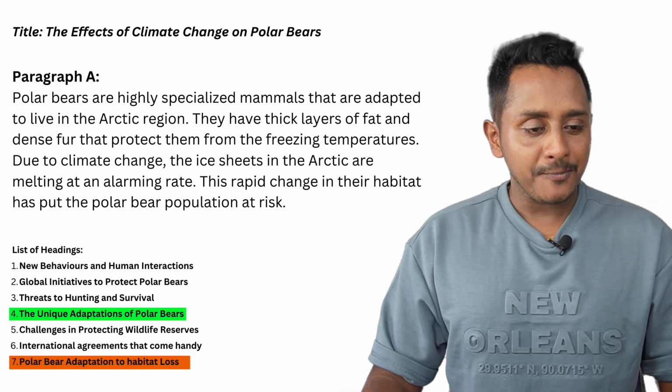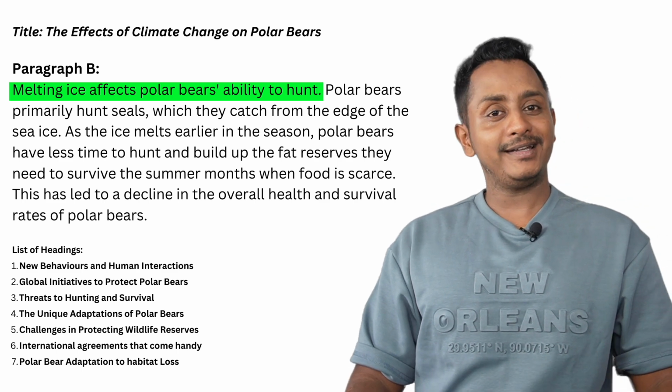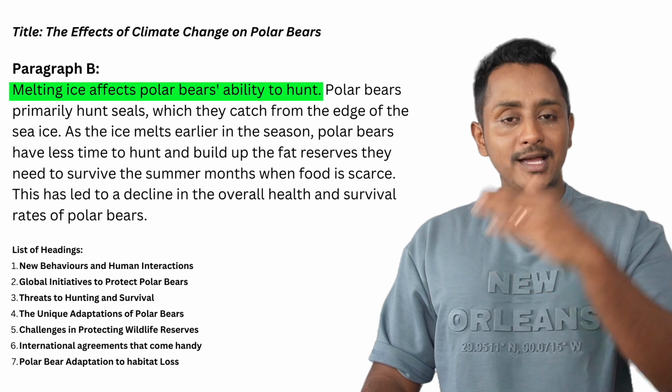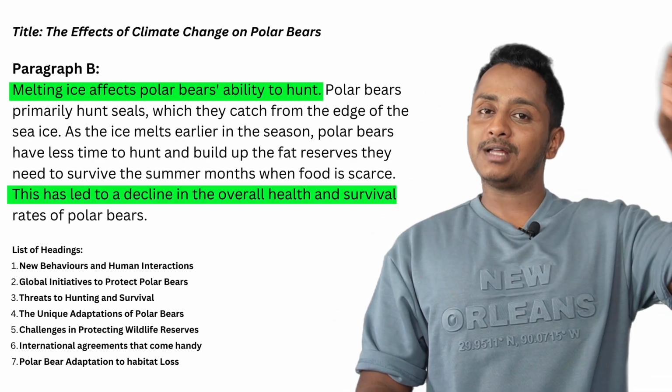Now we come to paragraph B. Melting ice affects polar bears' ability to hunt. That's the first line. Now the second line says hunt seals, and so on. The last line: this has led to a decline in the overall health and survival. So probably it's talking about hunting and survival.